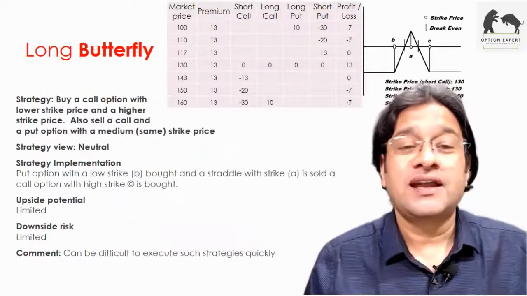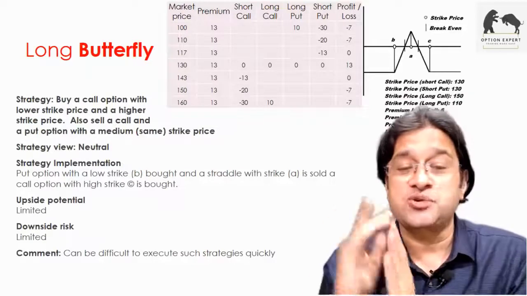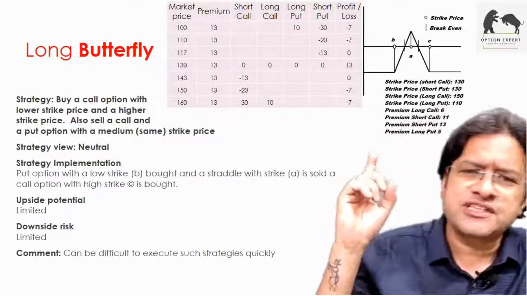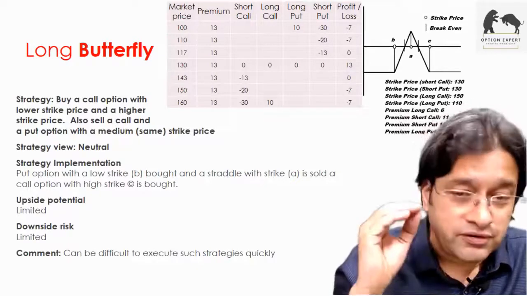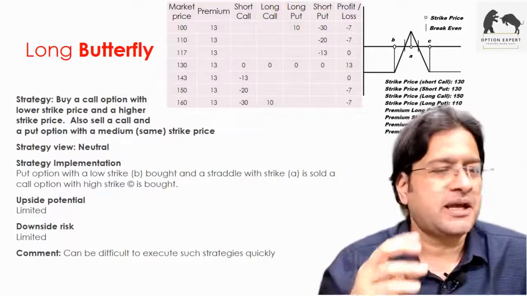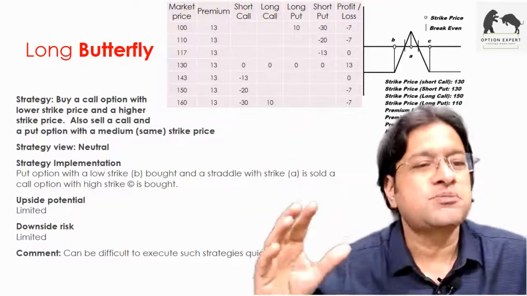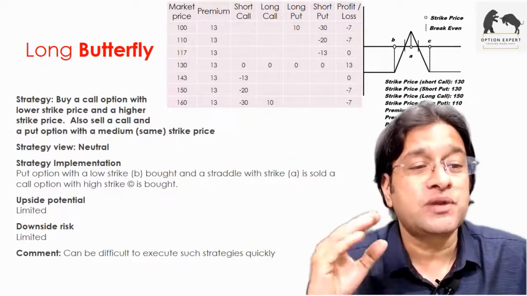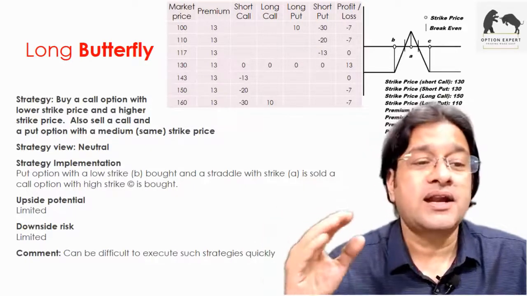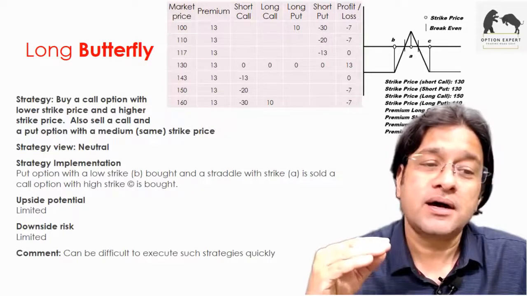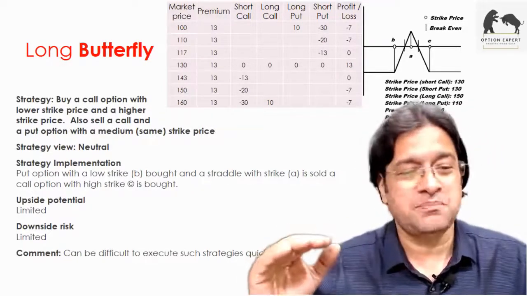Now, moving on, let's try a long butterfly. This involves several positions, as you can see from the chart here. Why do you do it? Your view is neutral. You're not expecting big volatility, not expecting much to happen, but the market to remain range bound. What do you do? You buy a call option with a lower strike price and a higher strike price, and also sell a call and put option with a medium or same strike price.